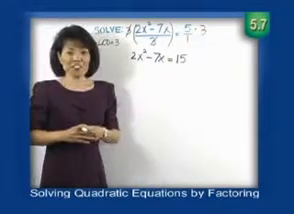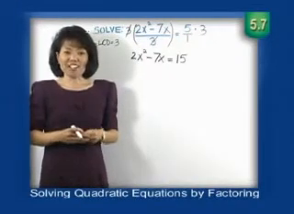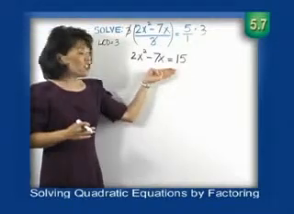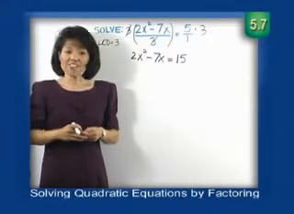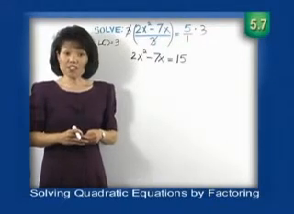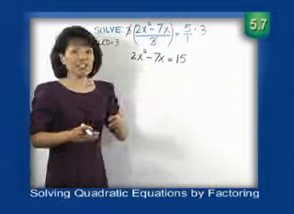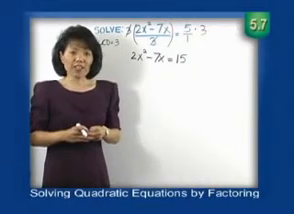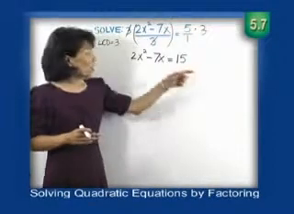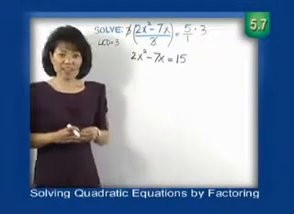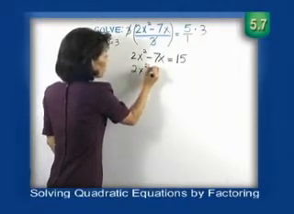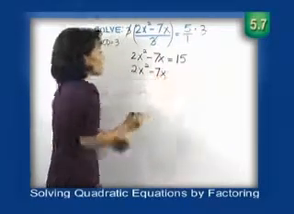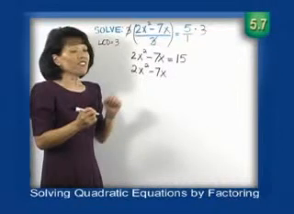Now that we have it in this form, we're not quite there. Remember, in order to solve a quadratic equation using the method of factoring, we have to set our equation equal to 0. Right now we have 15 on the right-hand side of the equation. So to set our equation equal to 0, we're going to subtract 15 from both sides of our equation. And it looks like this. 2x squared minus 7x. Now when I subtract 15 from the left-hand side of the equation, it looks just like this, minus 15.